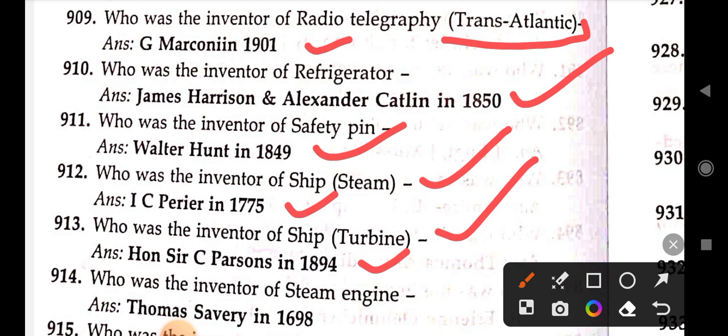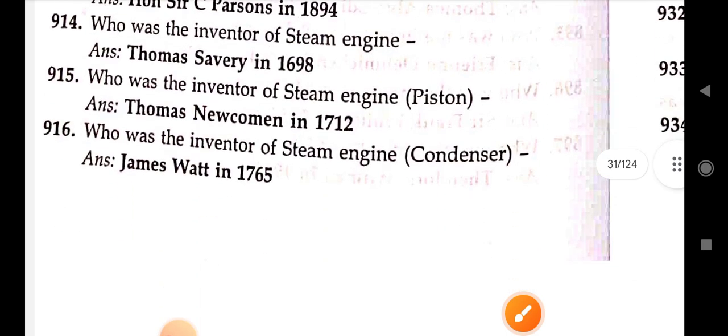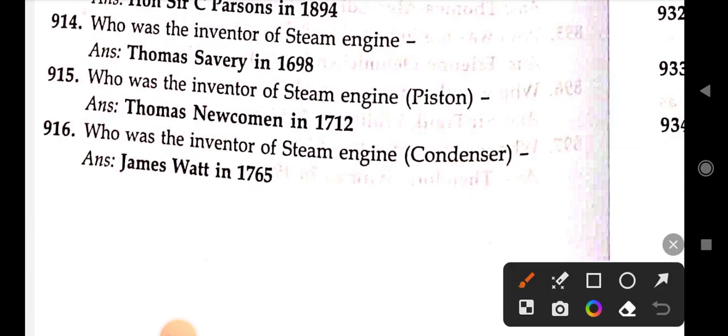Who was the inventor of steam engine? Thomas Savery in 1698. Who was the inventor of steam engine, piston? Thomas Newcomen in 1712. Who was the inventor of steam engine condenser? James Watt 1765.